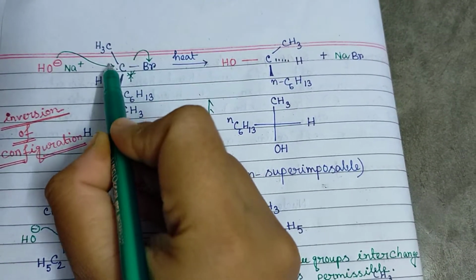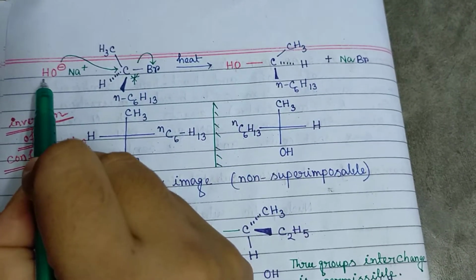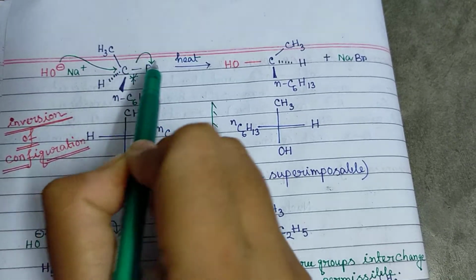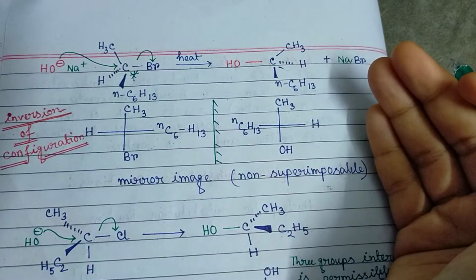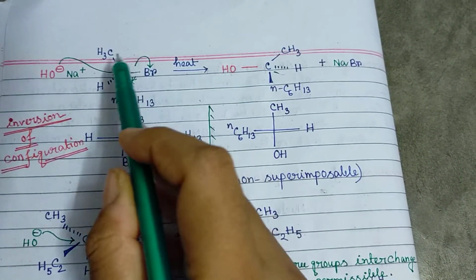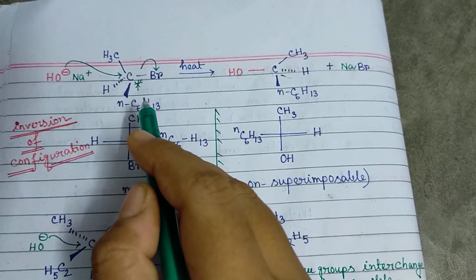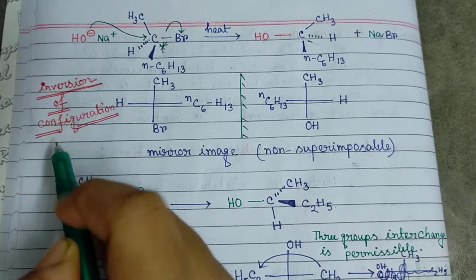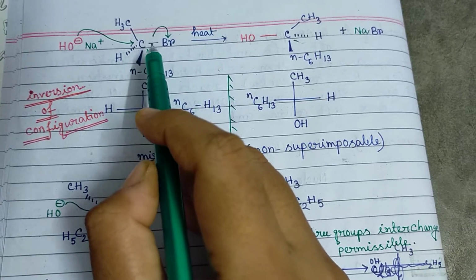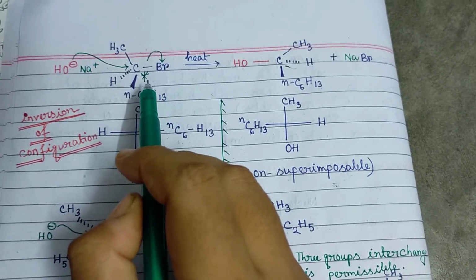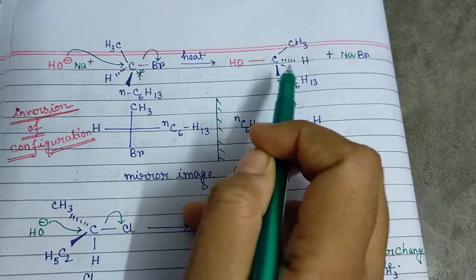So here if the carbon is chiral, that means it is having 4 different groups, then the backside attack of OH minus will give us the product which will have the opposite configuration than the starting alkyl halide. So here the SN2 reaction involves the inversion of configuration. If the configuration is here positive or some term, then it will be inverted in case of this product.